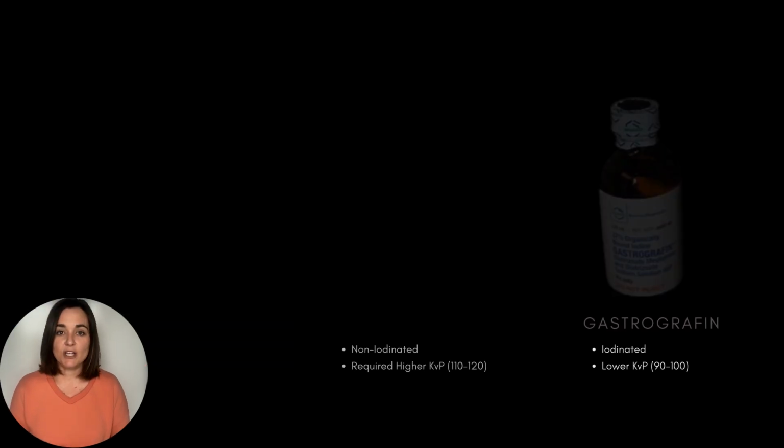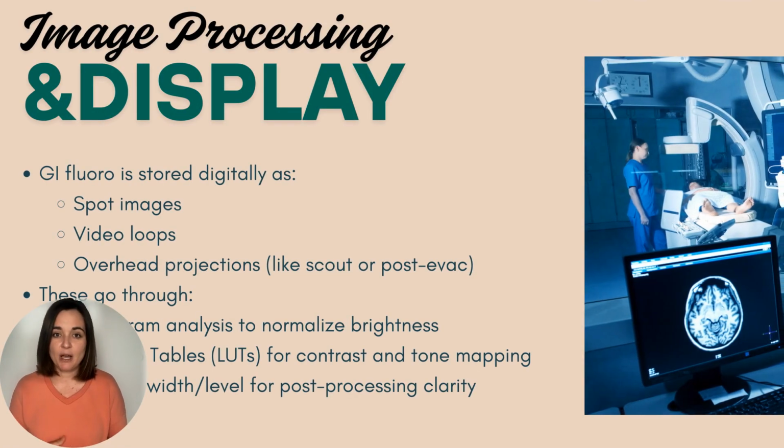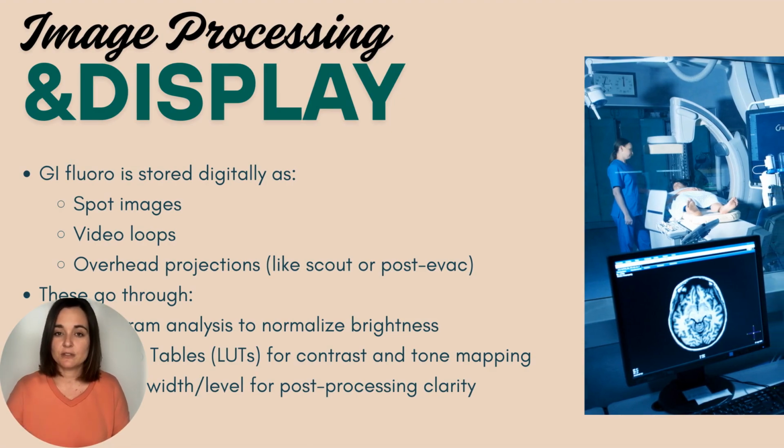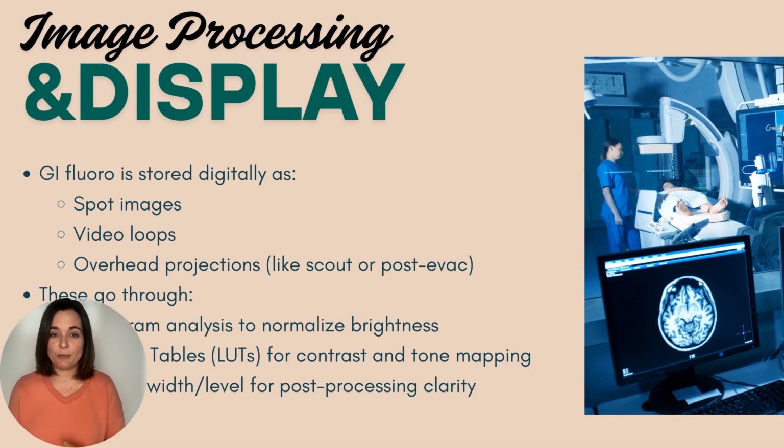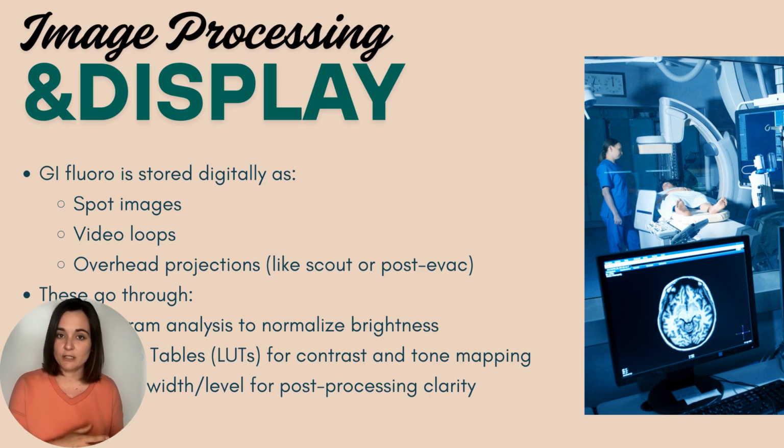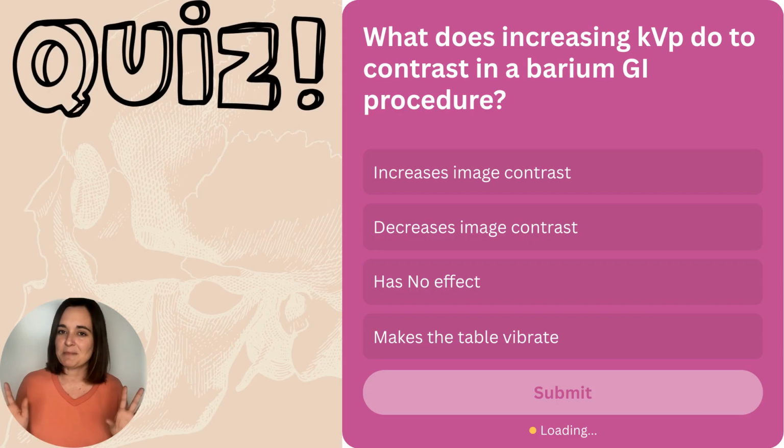Image processing. GI fluoro is stored digitally as spot images, video loops, and overhead projections like scout or post-evac. These go through a histogram analysis to normalize brightness, then a lookup table for contrast and tone mapping. It sets a window width and level for post-processing clarity. Think of histogram analysis like a brightness filter. The system adjusts your image based on expected anatomy. Garbage in, garbage out. Pop quiz break.